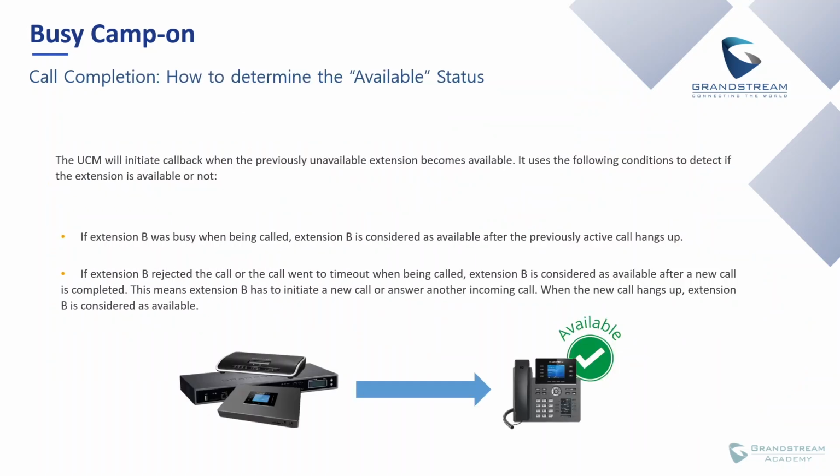The UCM will initiate callback when the previously unavailable extension becomes available. It uses the following conditions to detect if the extension is available or not. If extension B was busy when it had been called, extension B is considered as available after the previously active call hangs up. If extension B rejected the call or the call went to timeout when it had been called, extension B is considered as available after a new call is completed. This means extension B must initiate a new call or answer another incoming call. When the new call hangs up, extension B is considered as available.